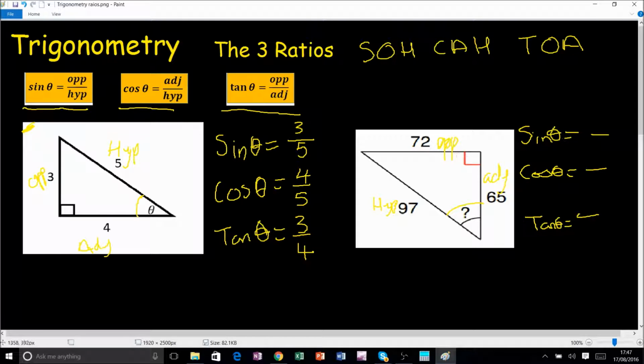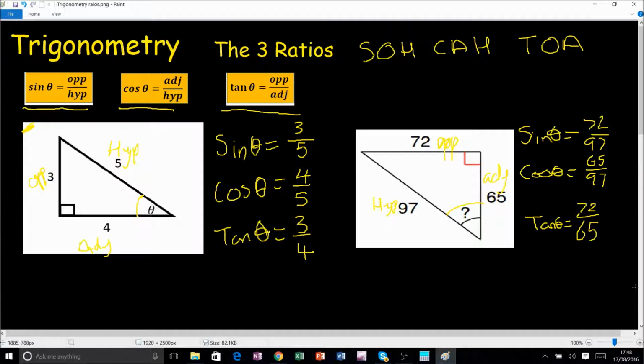Sine is opposite over hypotenuse, so 72 over 97. 72 over 97, or divided by 97, doesn't really matter which way you say it or put it. Now cos is equal to adjacent over hypotenuse. Adjacent is 65 over the hypotenuse, which is 97, so 65 over 97. And tan is the opposite over adjacent, so opposite, which is 72, over the adjacent, which is 65.